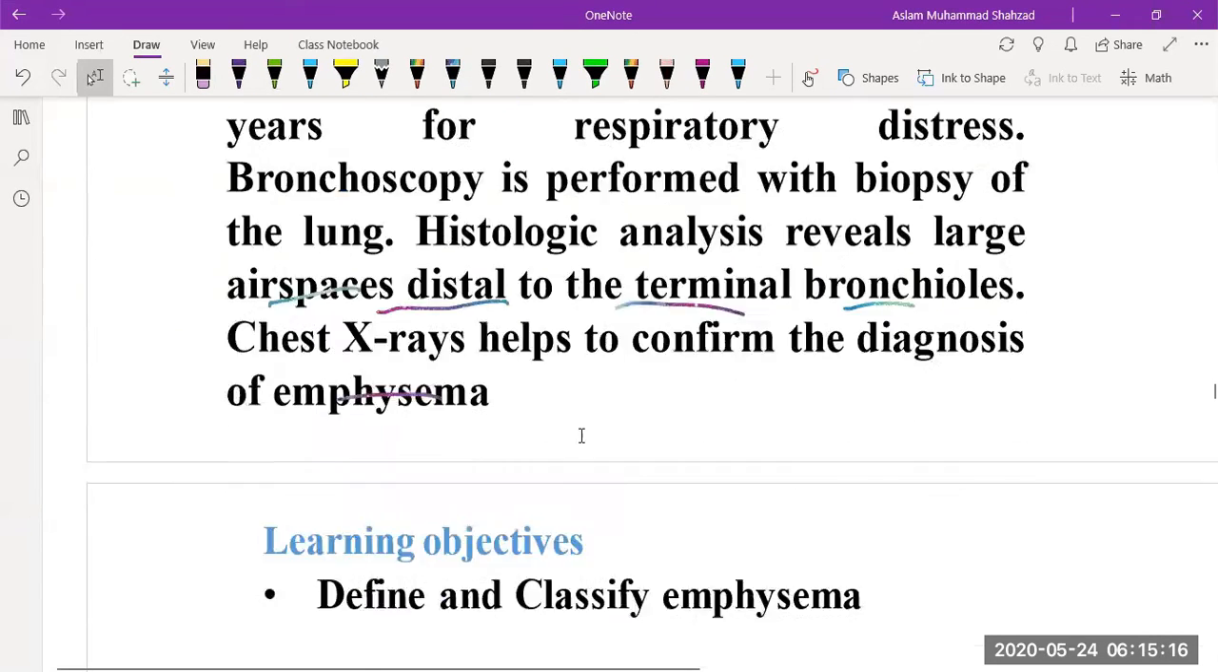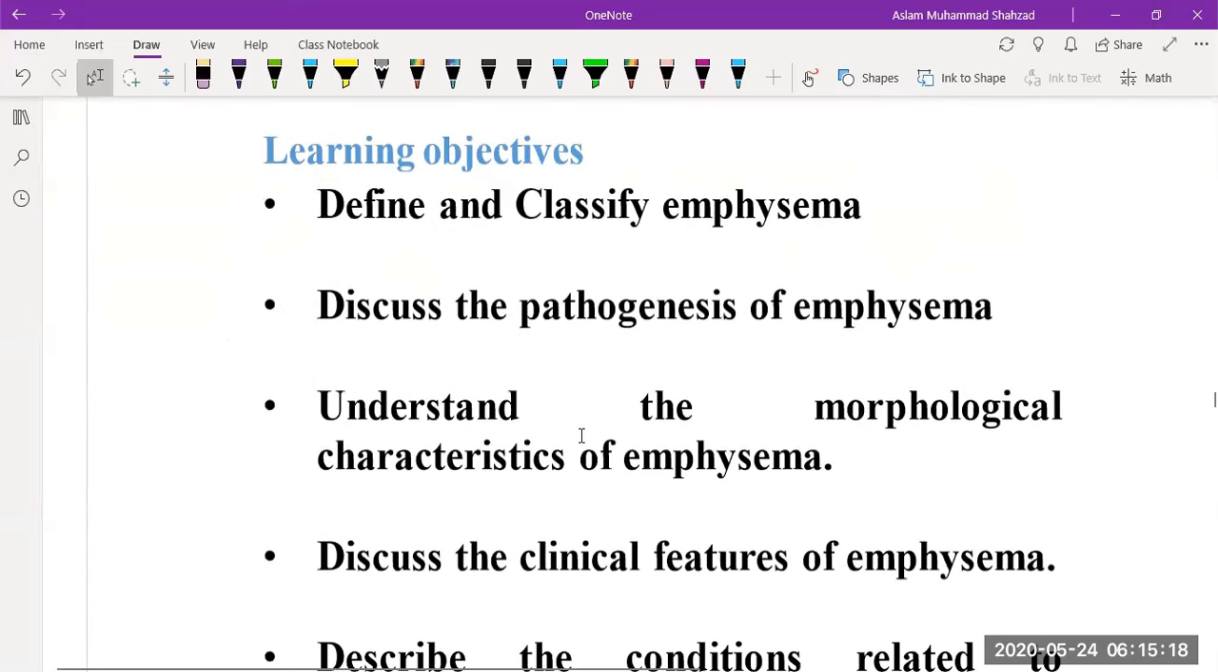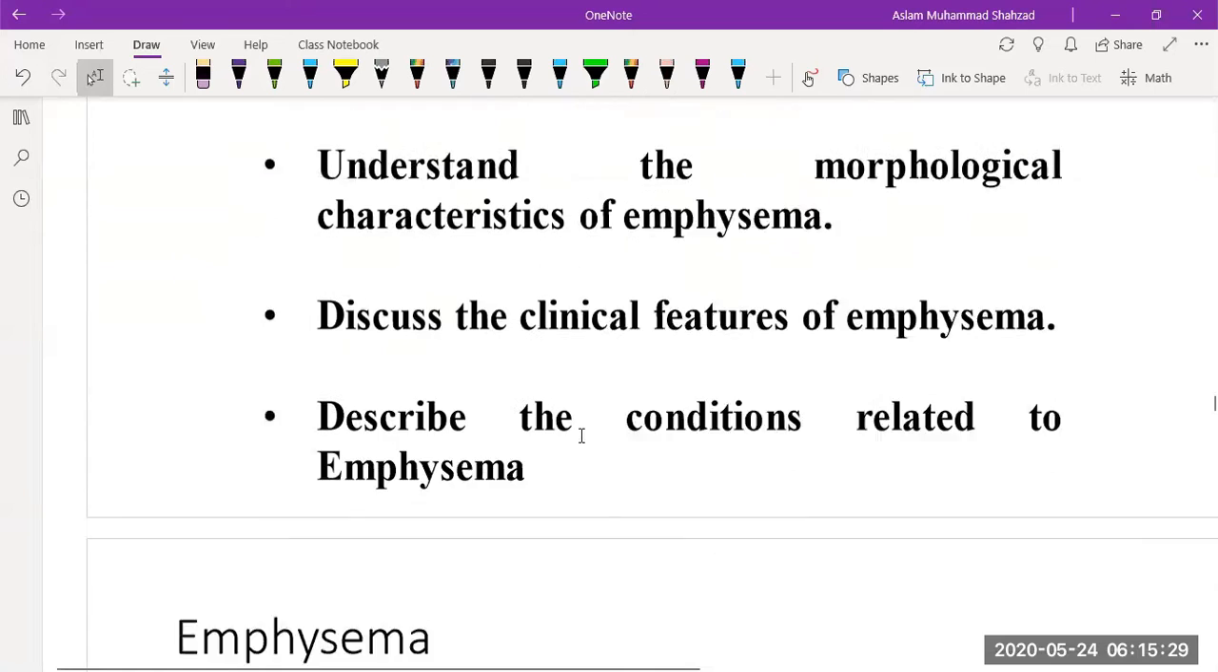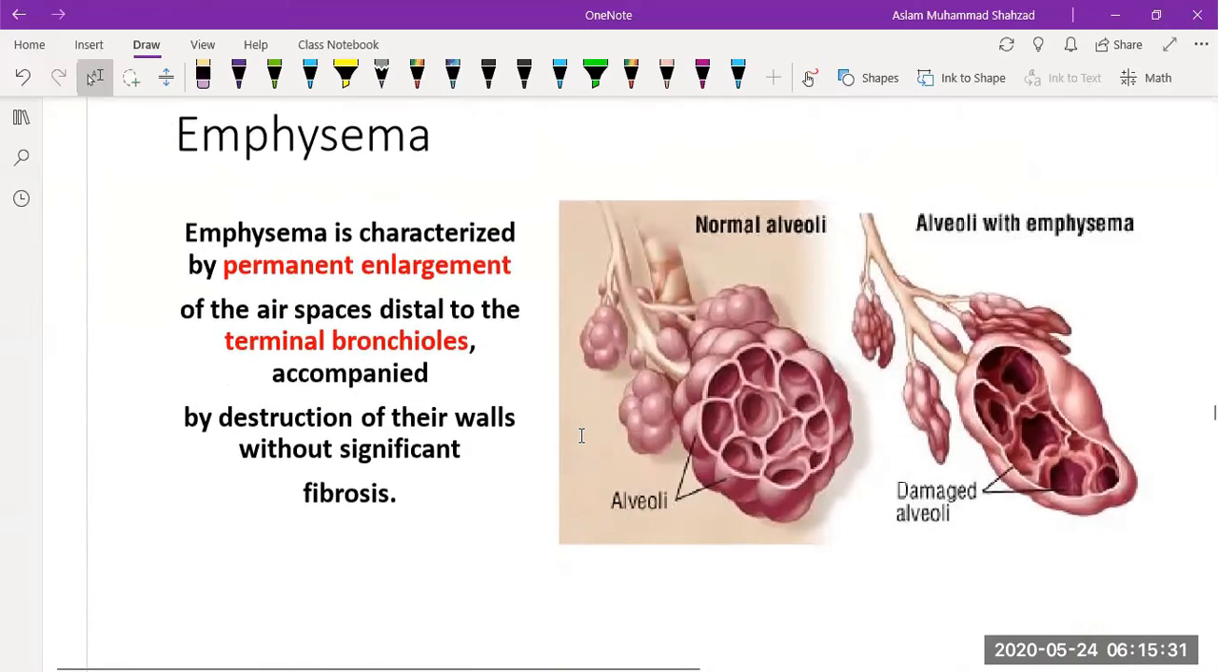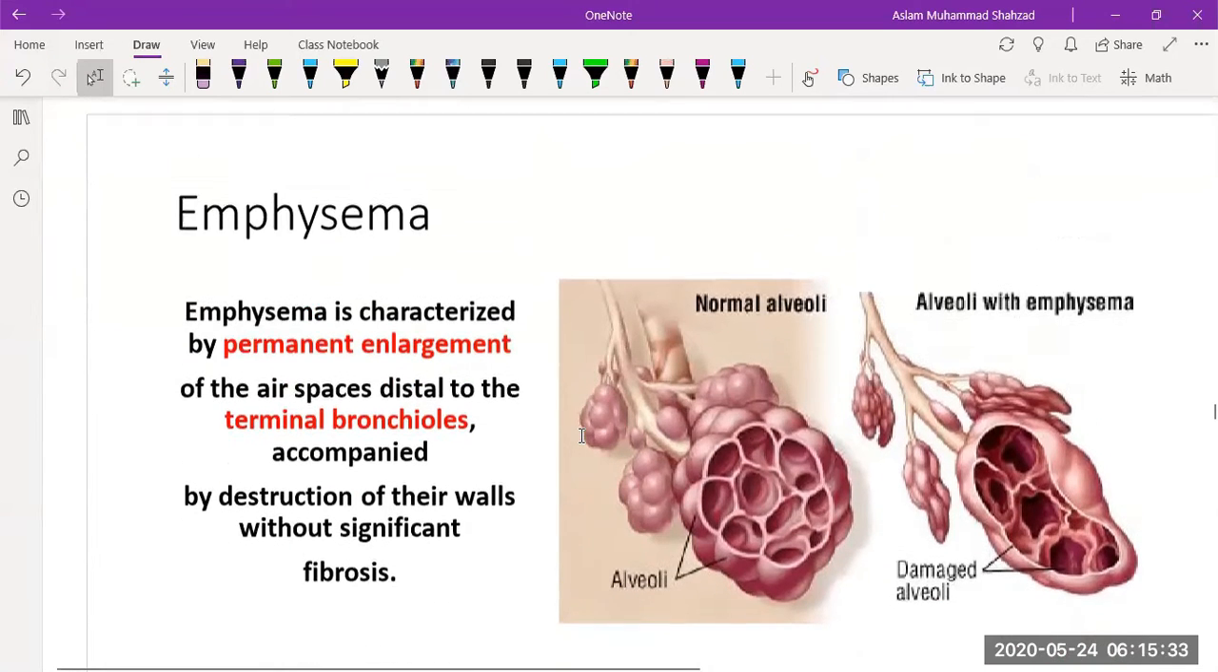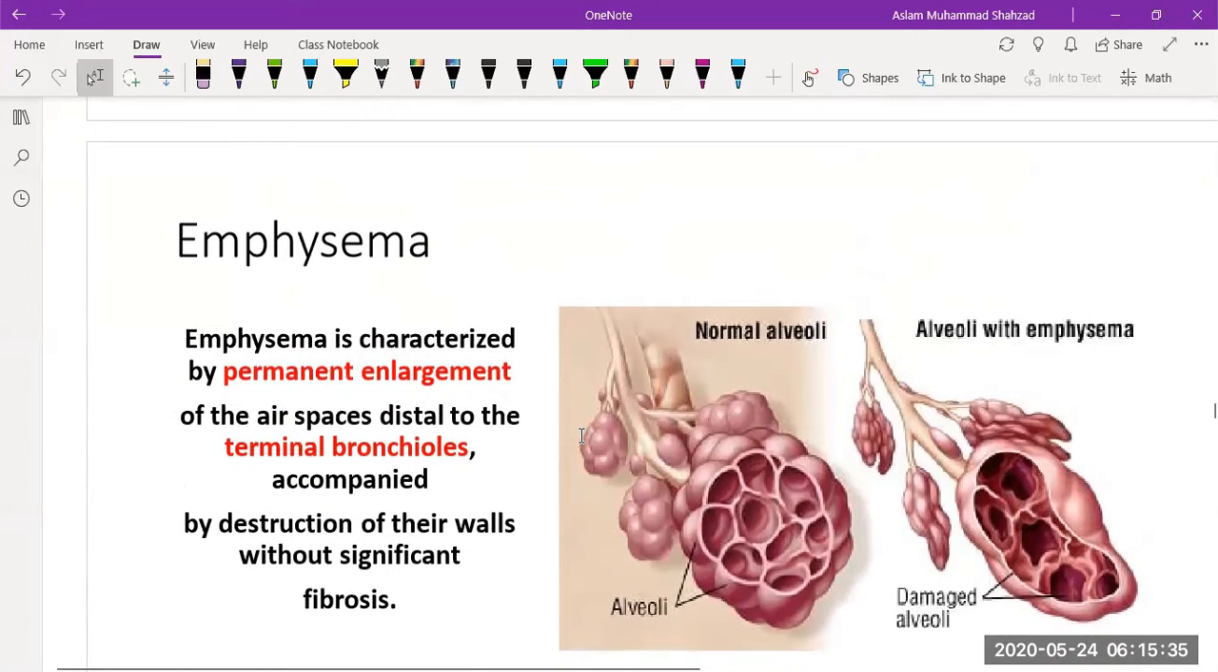So when we take a look at the objectives, we need to define and classify emphysema, discuss the pathogenesis of emphysema, understand the morphological characteristics of emphysema, and discuss the clinical features of emphysema and the conditions related to emphysema. When we talk about the definition, it is the permanent enlargement of the air space distal to the terminal bronchioles.